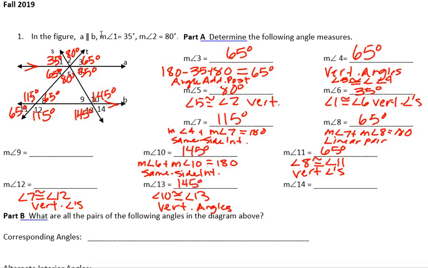And then we have 9, and again, 9 and 10 are a linear pair. So I could say that the measure of angle 9 plus the measure of angle 10 is equal to 180 because the line measures 180 degrees. So I'm going to subtract 145 from 180, and that gives me 35 degrees for angle 9. So this is 35 degrees. And again, this was because these were a linear pair.